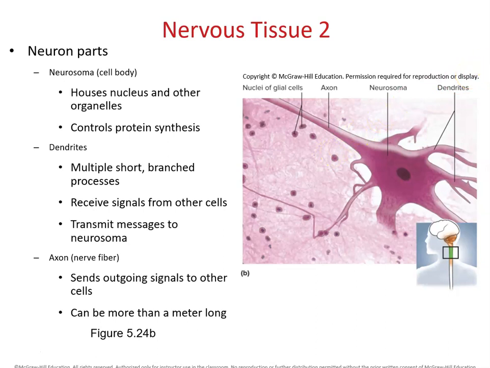The neuron has three main parts. First, we have the body of the neuron. We call this the neurosoma. Then we have dendrites, and the dendrites are the receptors of signals. And then we have axons, and the axons transmit the signal to the next cell. Axons can be very, very long. Dendrites are generally shorter and branched.